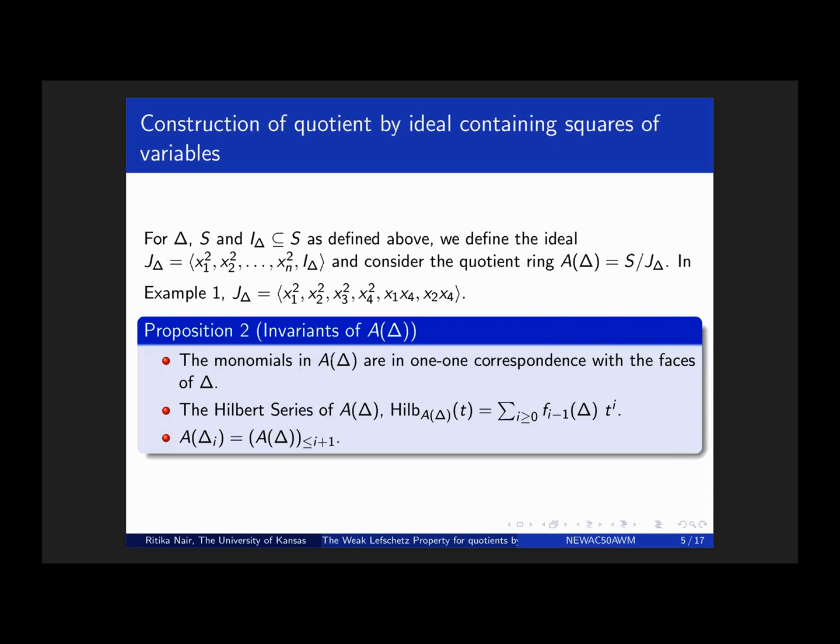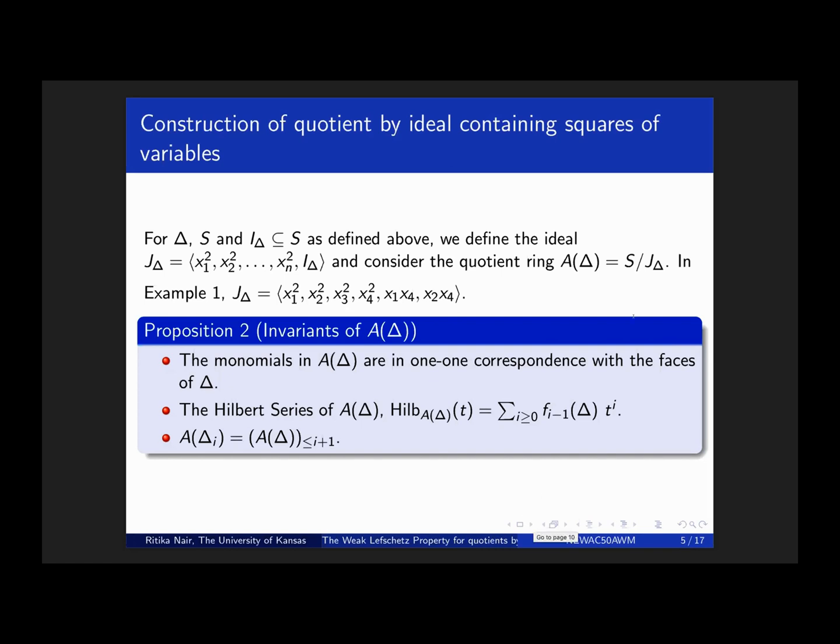And the next thing is, following directly from this first point, that the Hilbert series of this quotient ring can be given in terms of the F vector of the abstract simplicial complex. And lastly, if we just consider the I skeleton, that is the faces up to dimension I, and we take this quotient ring of the I skeleton, it is the same as taking all the graded pieces of A up to I+1 dimension. So this gives us some invariance of the quotient ring in terms of the simplicial complex delta.